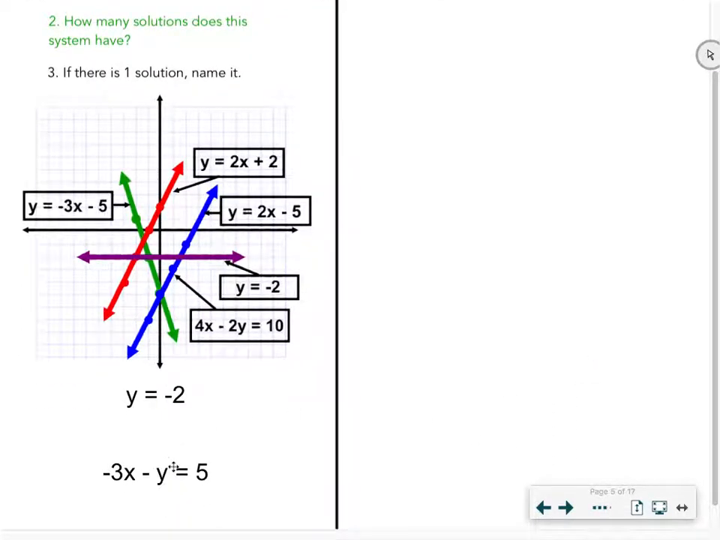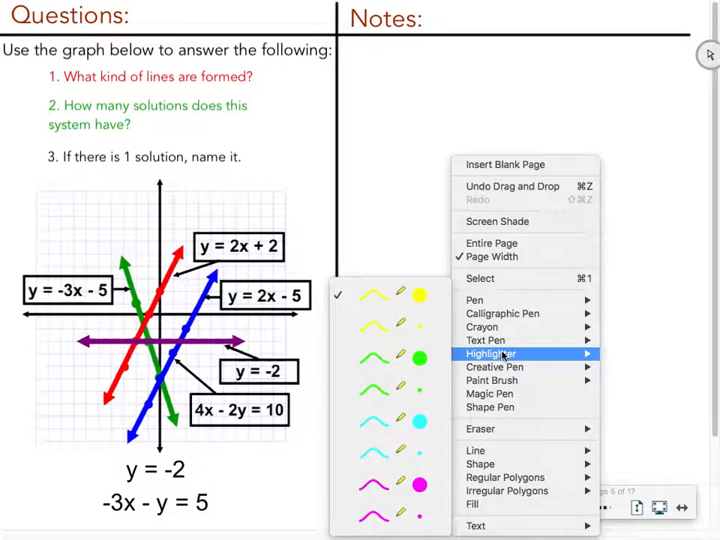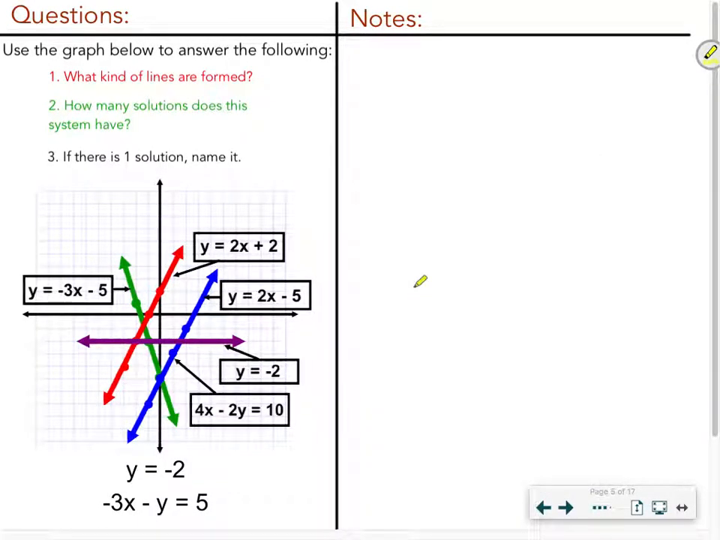All right. Now something a little different is going to happen. We have y equals negative 2, which is my purple line. And then we have negative 3x minus y equals 5. If you look at all of our lines, none of our lines are labeled negative 3x minus y equals 5. So what we're going to have to do to figure out which line that is, is solve this. Solve meaning get it into slope-intercept form. Slope-intercept form means we want to solve for y.